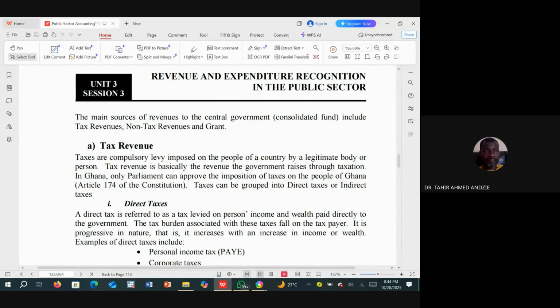So we have all these areas that we can examine the source of government revenue from, but we are now going to concentrate on the central government. The main sources of revenue to the central government, that is the consolidated fund, include tax revenue, non-tax revenue, and grants. Tax revenue includes direct tax, indirect tax, and all other taxes, right? Then we have non-tax revenue, and then grants. Now let's take them one by one.